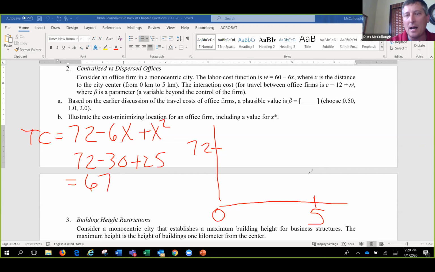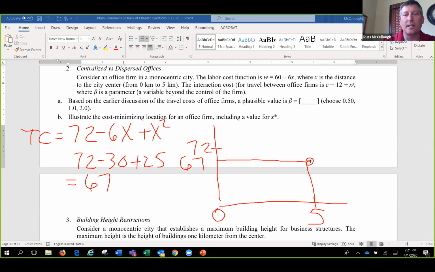So at 5, we're at 67. Okay, so if we had to pick between being in the center or being out 5 kilometers, which one would we pick? Are we going to be at position 5? Yes, so Eddie is correct. We're going to be at position 5 if that was our only choice. But now with this particular cost function, is that the minimum?